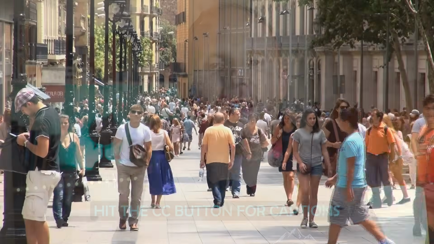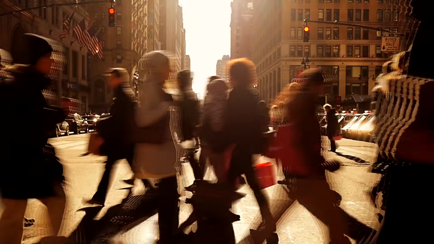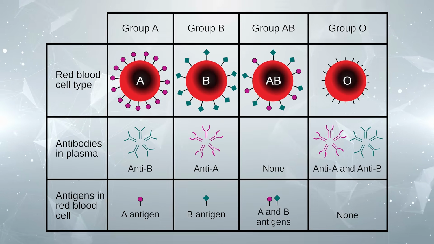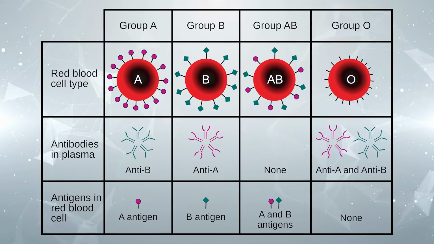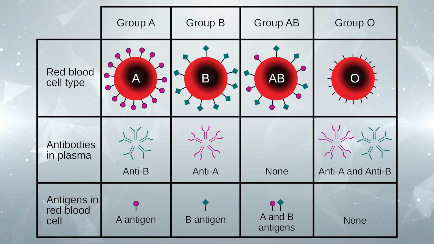But before we look at why there is such variation in blood types across the world, let's quickly get an overview of the main blood types. Now, the ABO system classifies blood into four main groups: A, B, AB and O. This is based on whether red blood cells carry A antigens, B antigens, both or neither, as this breakdown shows.